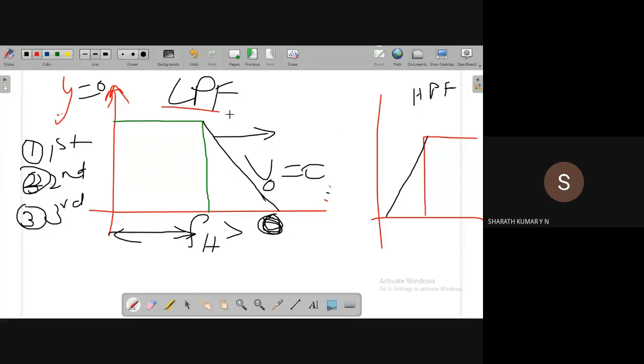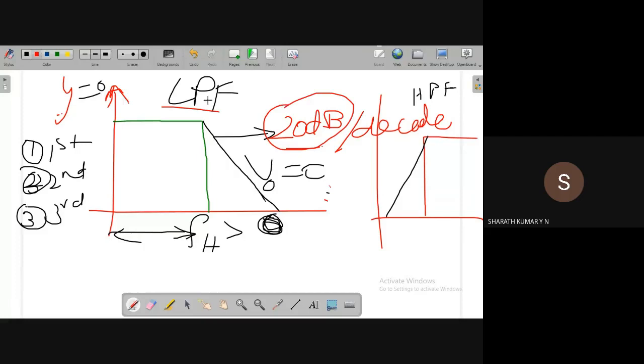For example, in a low pass filter, the gain decreases at a rate of 20 dB per decade. So what is 20 dB? That means gain. Gain is measured in terms of decibel. Decade means a 10 times variation in the frequency.